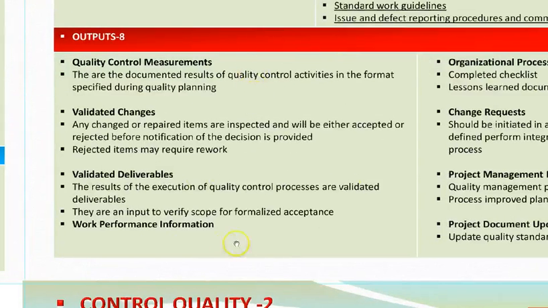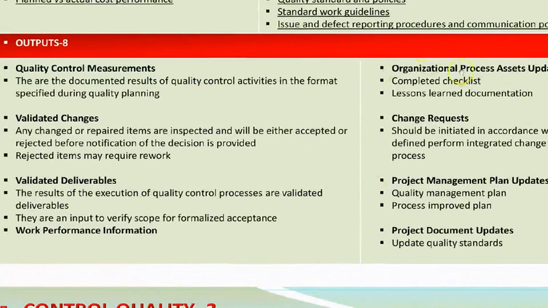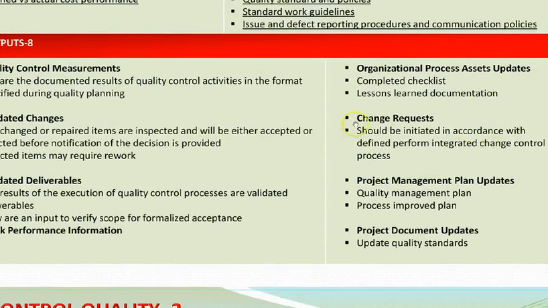Then we have the work performance information. We've seen this before. Organizational process assets updates, where we update the checklist and the lessons learned documents. Change requests, as I keep saying all the time, usually the monitor and control process groups, all the processes that fall in there have to do with changes, with work performance information, with project document updates and change requests. So you don't even need to remember this in all the processes. Pretty much most of the processes have these.